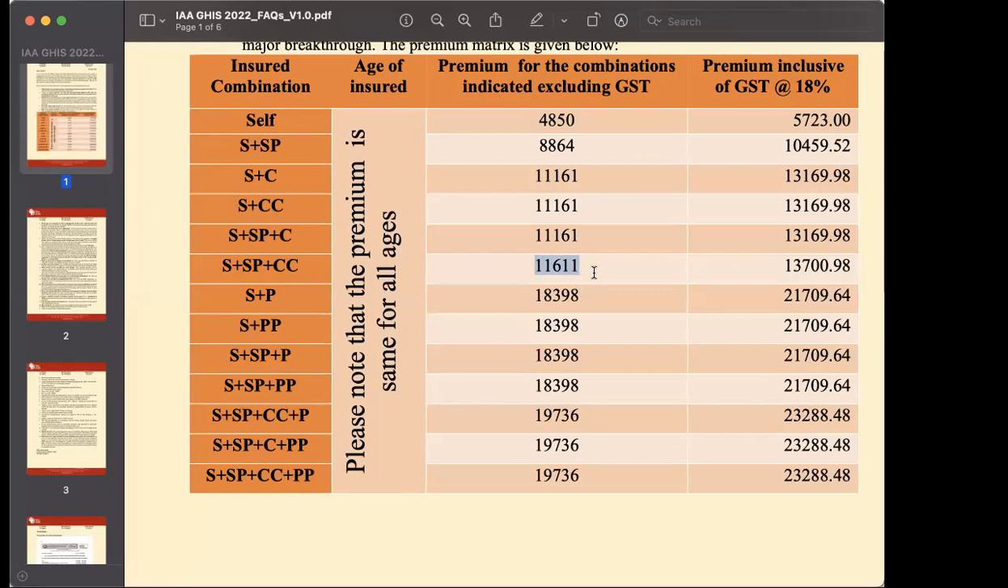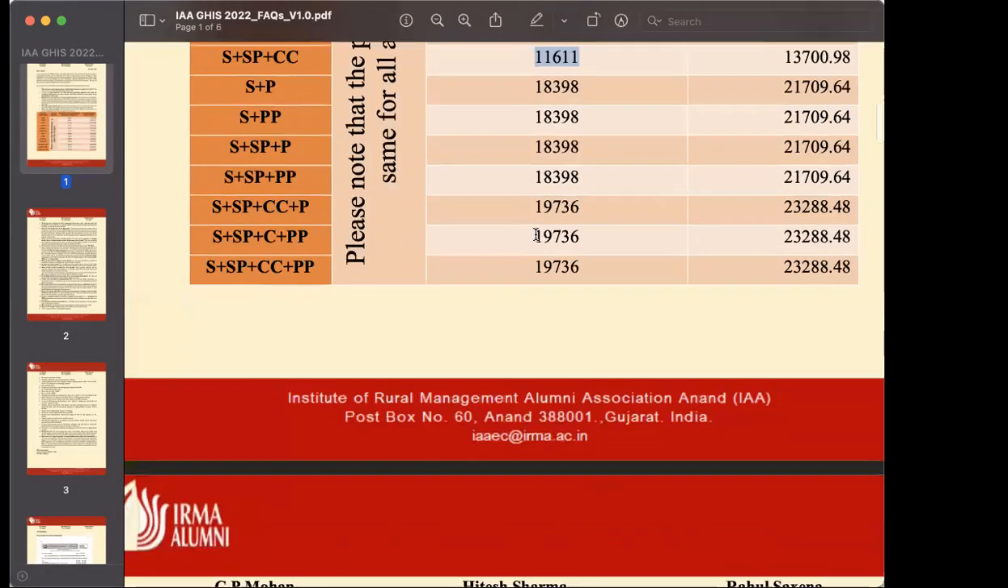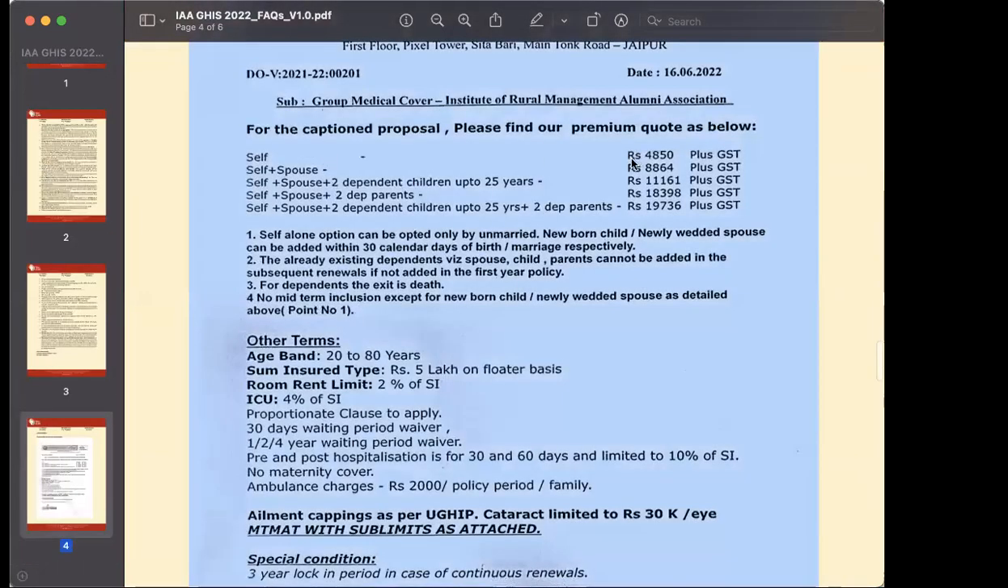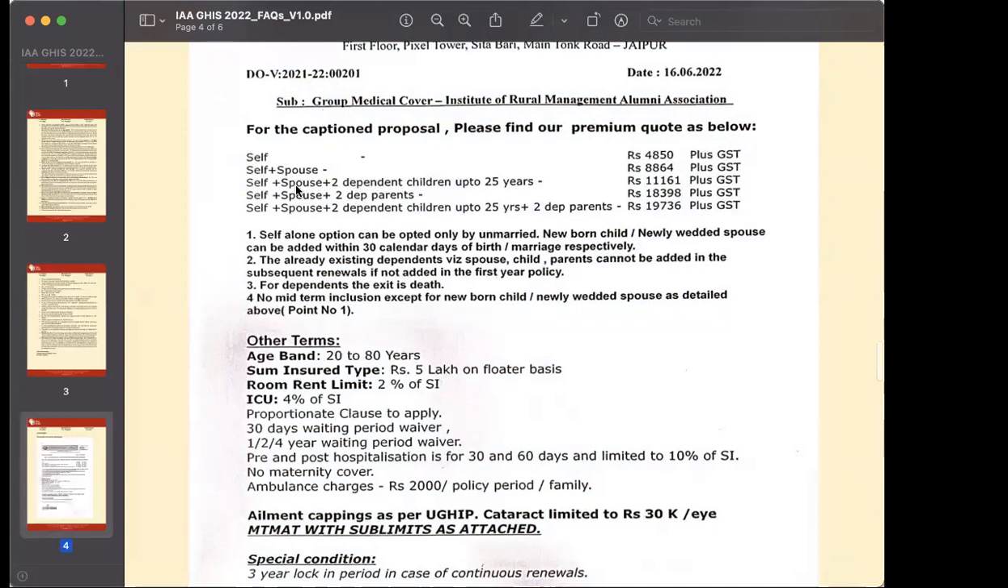Yeah, for that query, I have joined this. For the extra child, doesn't it increase? No. Like I said, the term sheet very clearly gives self as this amount, self plus spouse as this amount, self, spouse, and 2 children as this amount. Whatever permutation and combination you make, you will end up paying one of these amounts only. If I take self plus 2 dependent parents and no spouse, the amount will also be 18,398.